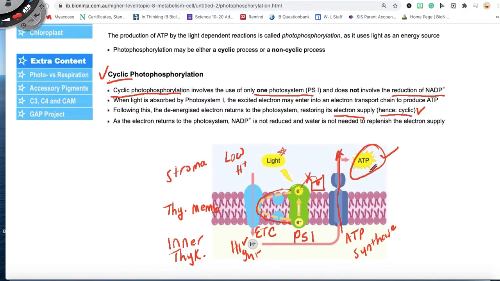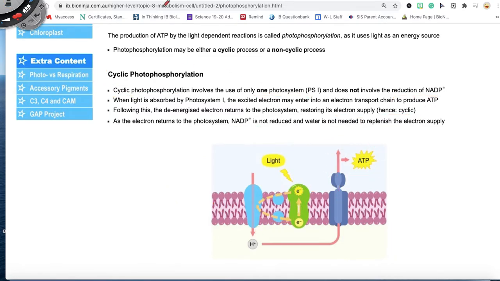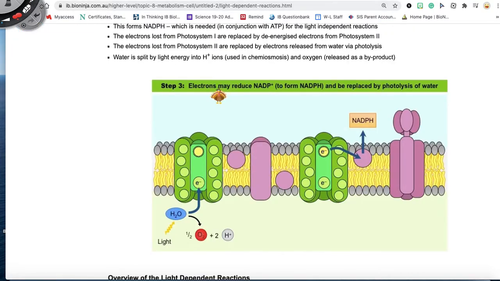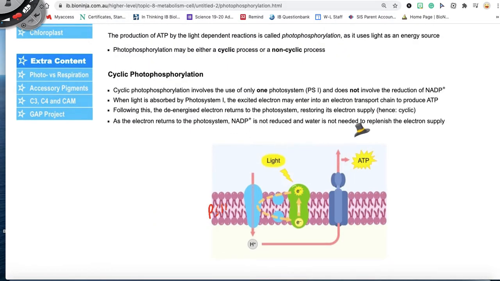ATP being produced here is through a cyclic flow of electrons along photosystem 1. Okay? NADP plus is not being reduced and water is not needed. If we look back when we studied the light dependent reaction here, we saw that water was needed right here to replenish the electrons in photosystem 2, right? And we saw how these electrons aided NADP plus to get reduced into NADPH. But we're not seeing that in cyclic photophosphorylation, right?